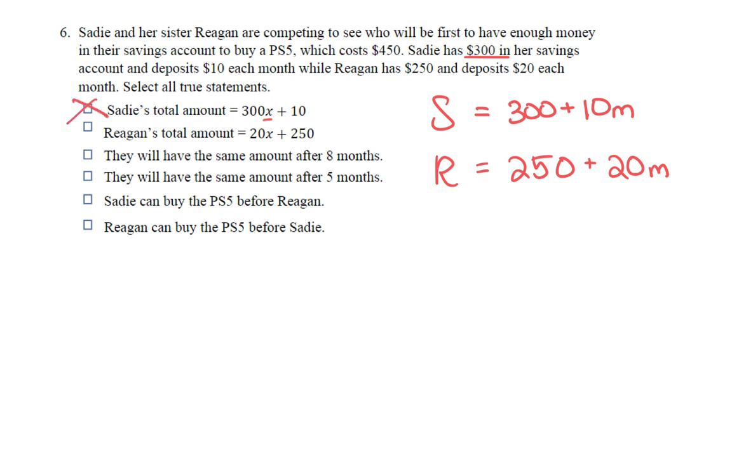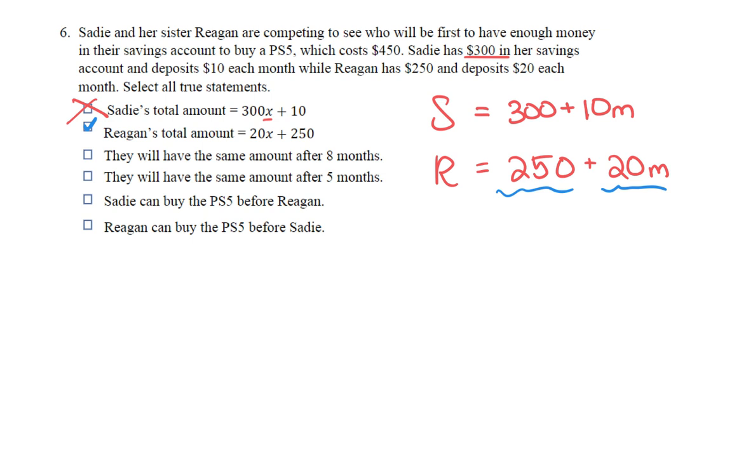So, wrong. The next one says Reagan's total amount is going to be 20x. Okay, I used M, but whatevs. Plus 250. So even though it's in a different order, it's still the same stuff. So we like that one. Good job.